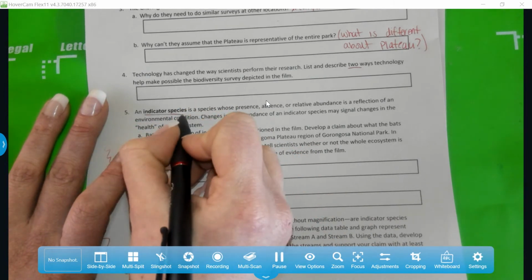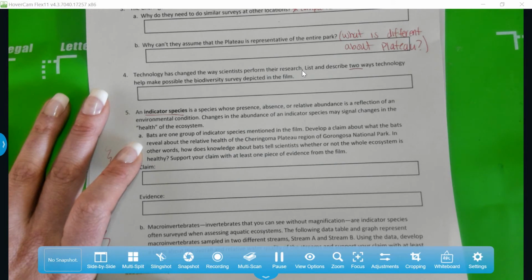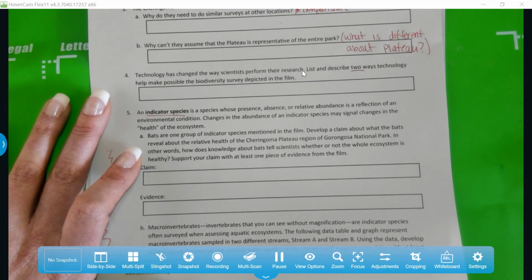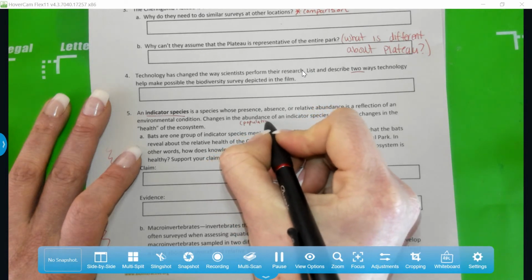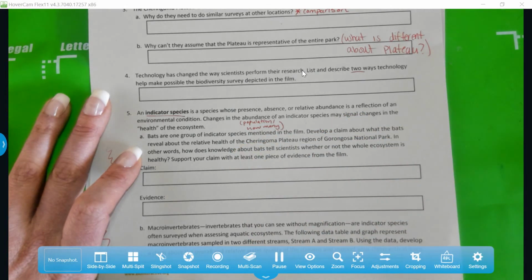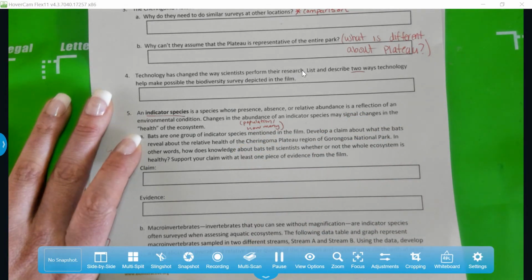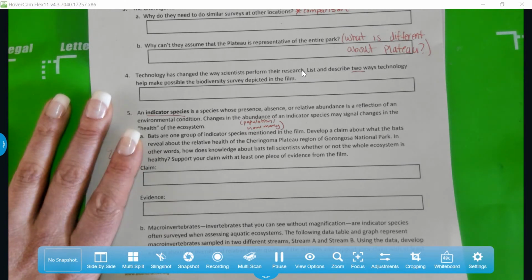So they talked about indicator species. An indicator species is a species whose presence, absence, or abundance, how many there are, is a reflection of the environmental condition of the ecosystem. Changes in the abundance means how many, or the population, you could think of it as, of an indicator species may signal changes in the health or stability of the ecosystem. It's a signal that the ecosystem is moving out of homeostasis.